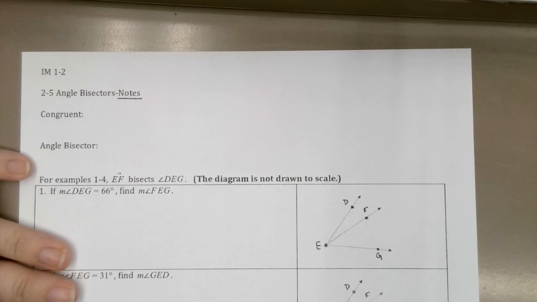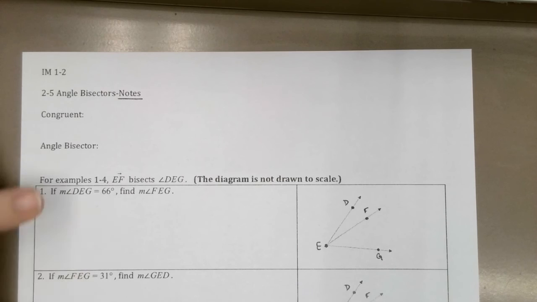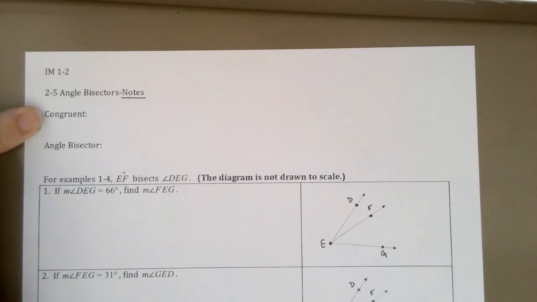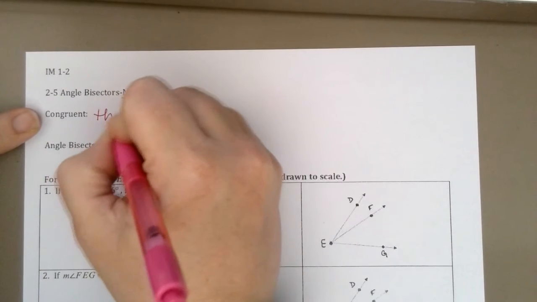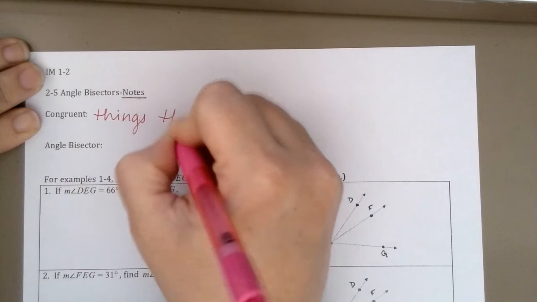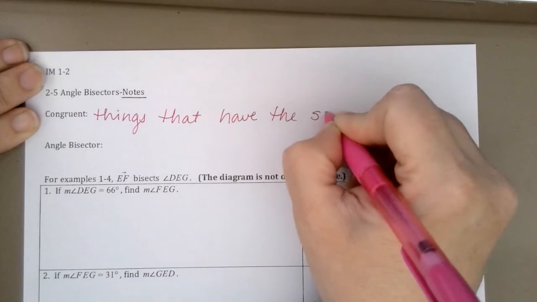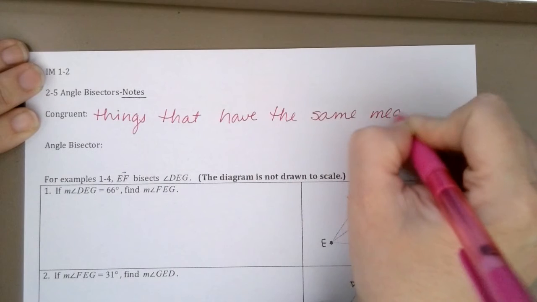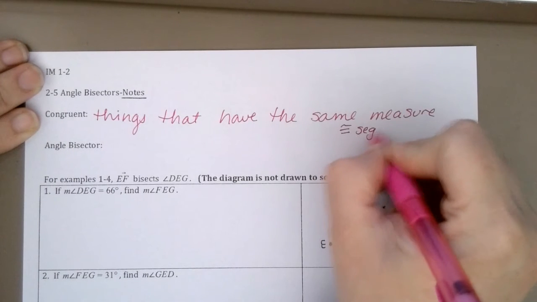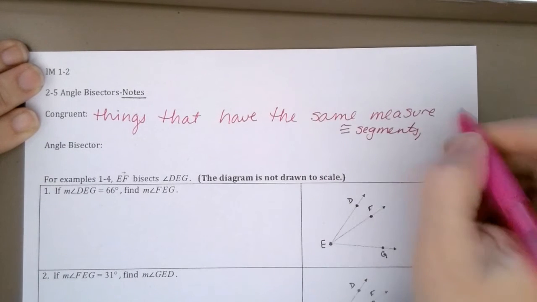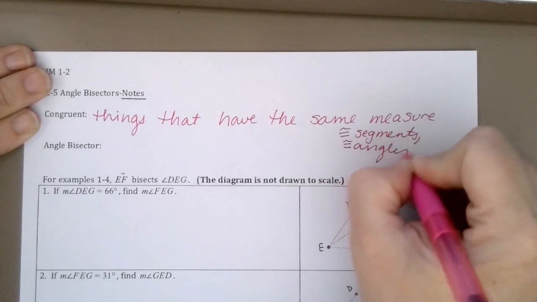Angle bisector. Okay, I'm going to start off again with a couple definitions. What does congruent mean? Remember from yesterday? They are things that have the same measure. For example, you could have congruent segments. You could have congruent angles. That's mainly what we've talked about.